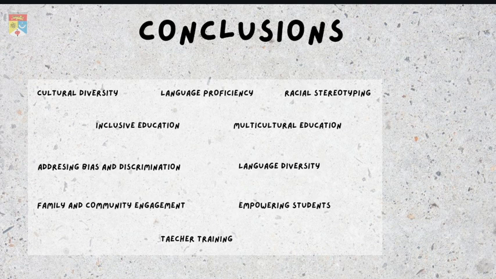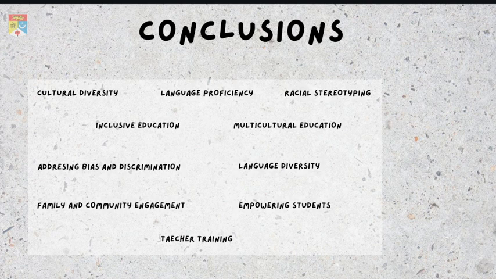The next one is language diversity. Recognizing and celebrating language diversity is crucial in creating an inclusive learning environment. Schools can implement bilingual or multilingual approaches that accommodate the linguistic needs of Malay, Semai, and Indian students. The next one is family and community engagement. Collaborating with families and communities plays a vital role in promoting cultural awareness and understanding among students. Schools should actively involve parents and community members in cultural events and activities.